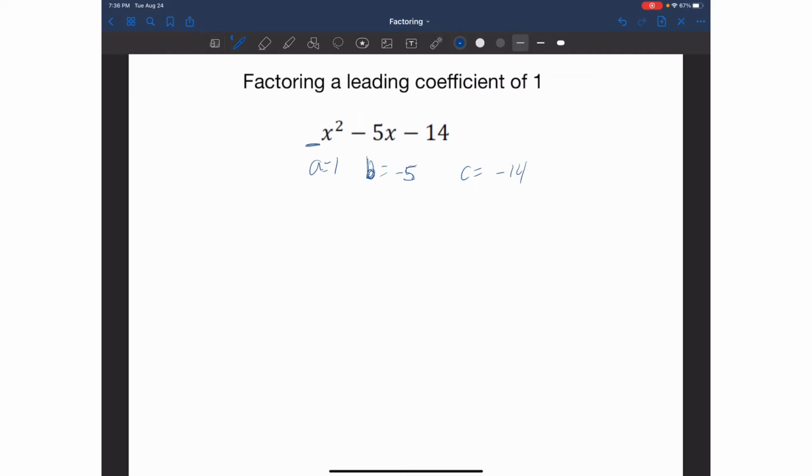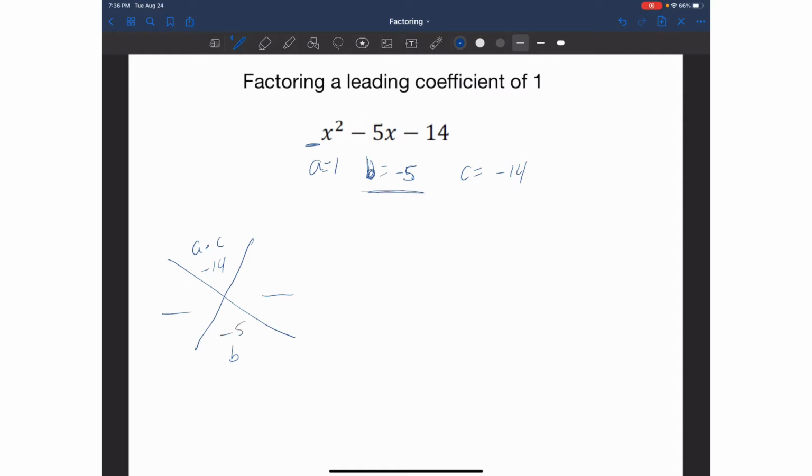After we have figured out what our A, B, and C are, I'm going to draw my X. As you remember, at the top we're going to put A times C. At the bottom we are going to put B, and then on the left and on the right we're going to put the factors of A times C. So this one is pretty easy because our leading coefficient is 1. So it's going to be 1 times -14, which is -14. Again, at the bottom we're going to put B, which in this case is -5.